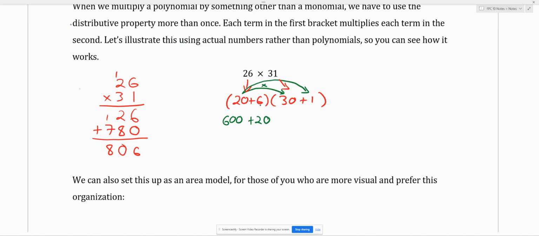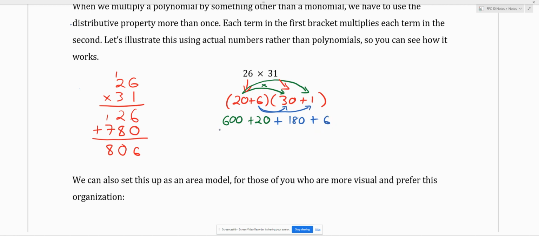Now I have to take my second term. So 20 has been multiplied by both of those. Now the 6 has to be multiplied with the 30 as well. And that's going to give me 180. And then the 6 needs to also multiply with the 1, which is just 6.